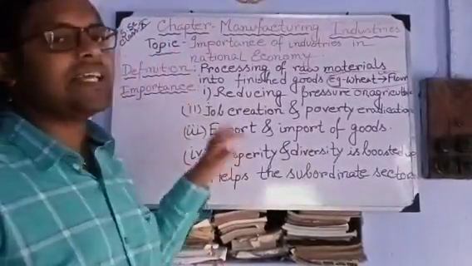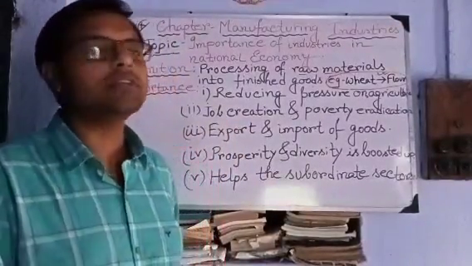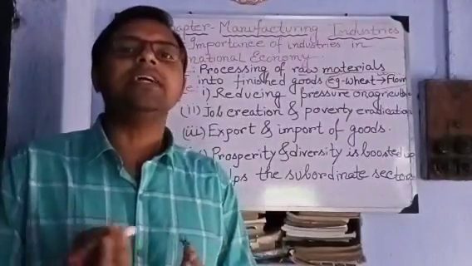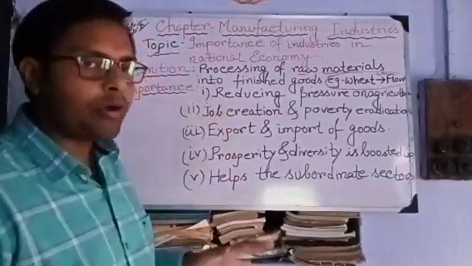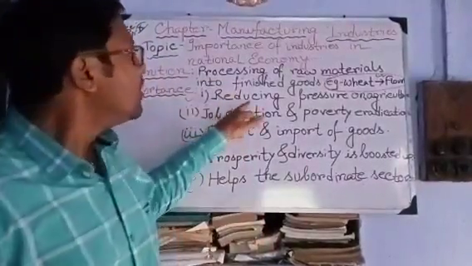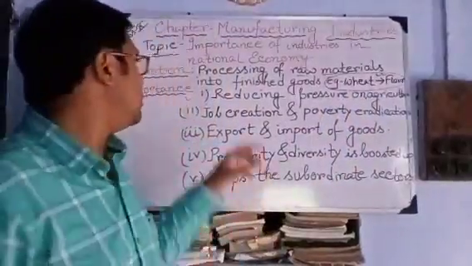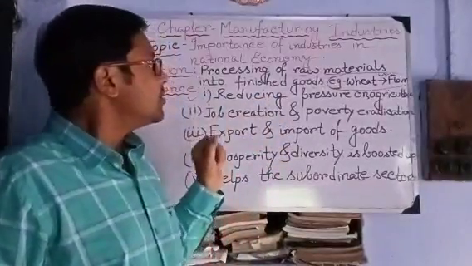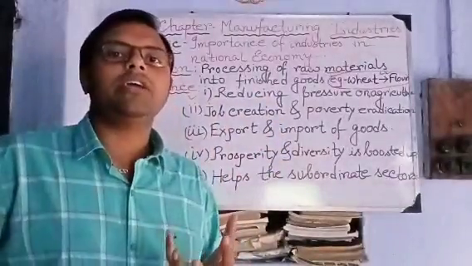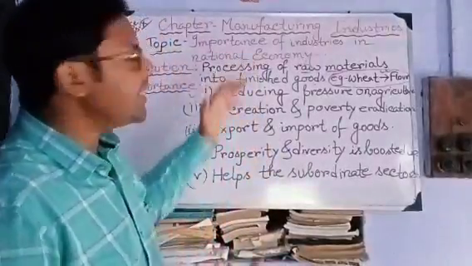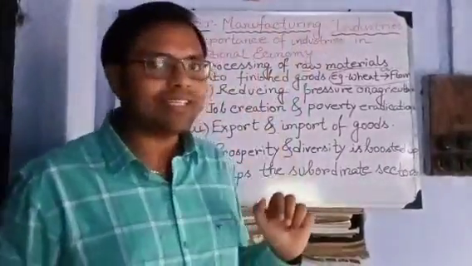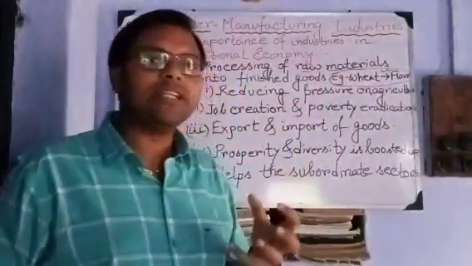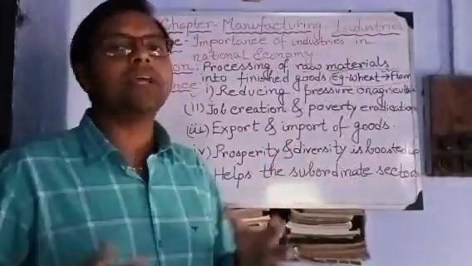Now come to the point: what is the importance? There are basically 5 importances of manufacturing industry, especially from the perspective of the Indian national economy. So what are the 5 points? Reducing pressure on agriculture. Whatever pressure is created on agriculture is totally dependent on the structure of the economy of a country. So due to the increase of manufacturing industry, it reduces the pressure, the dependent population, on the agricultural sector. So it is a big help for a country to become developed.